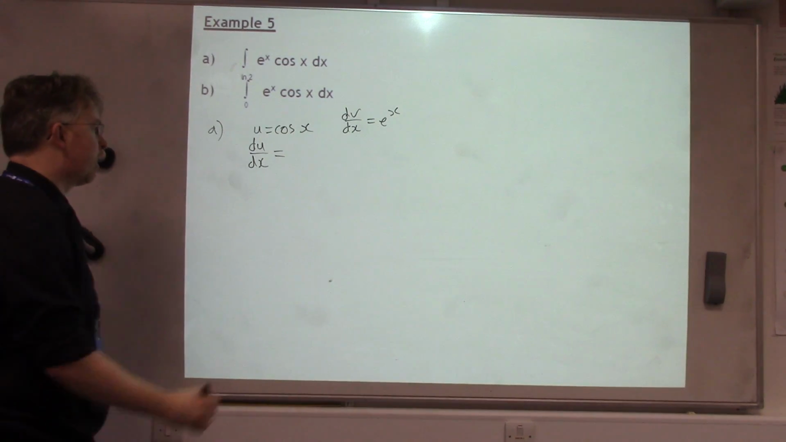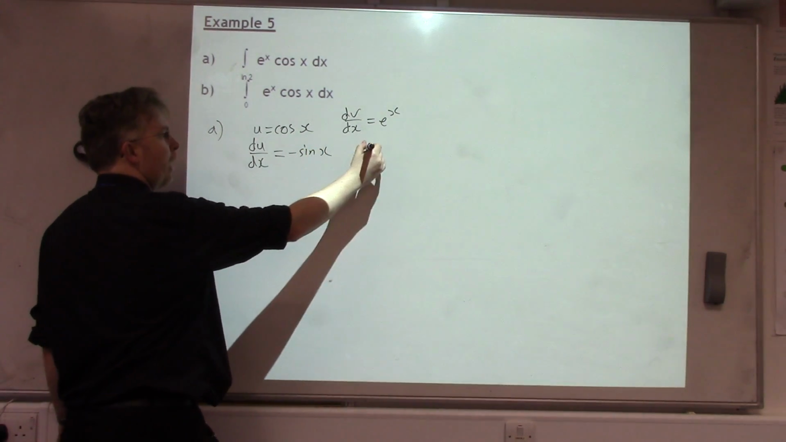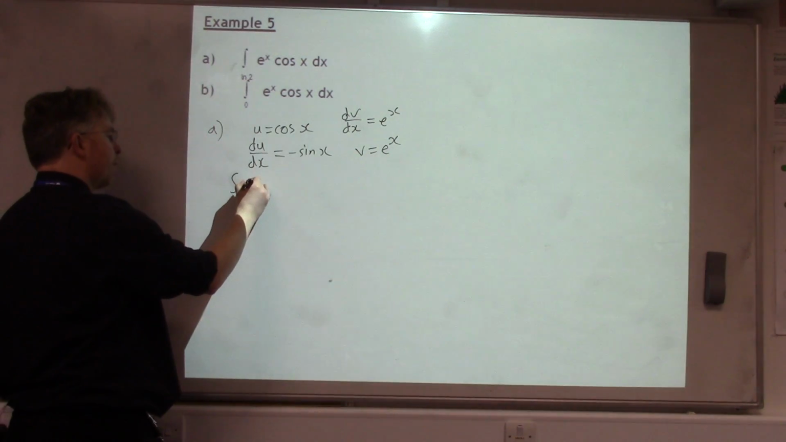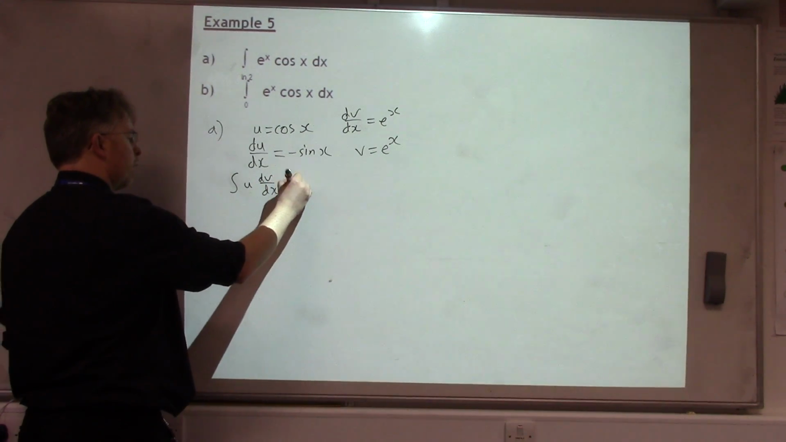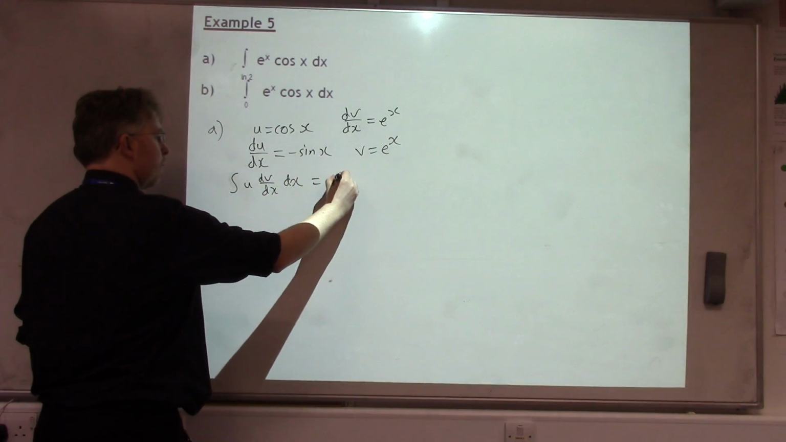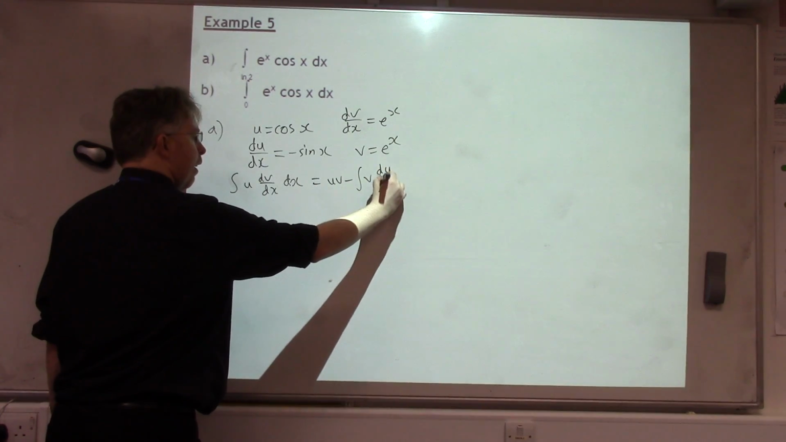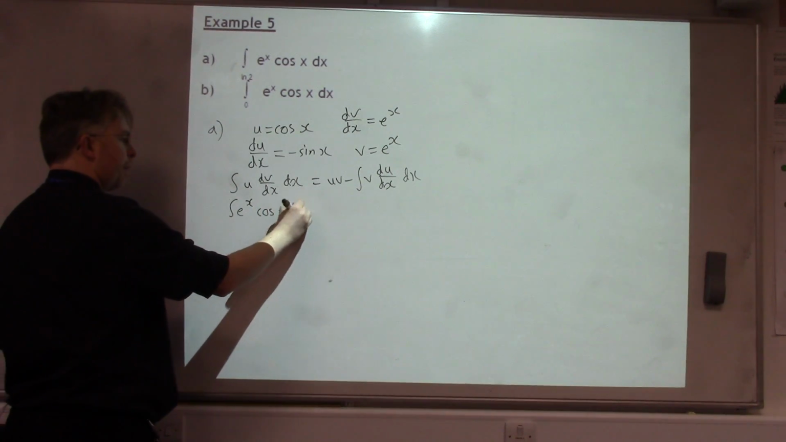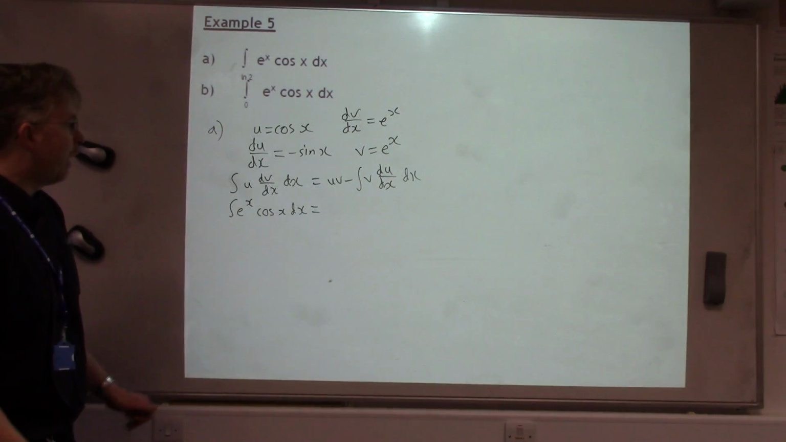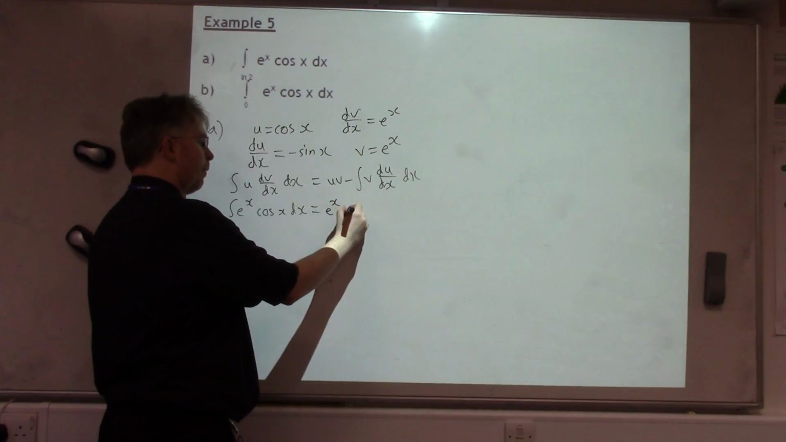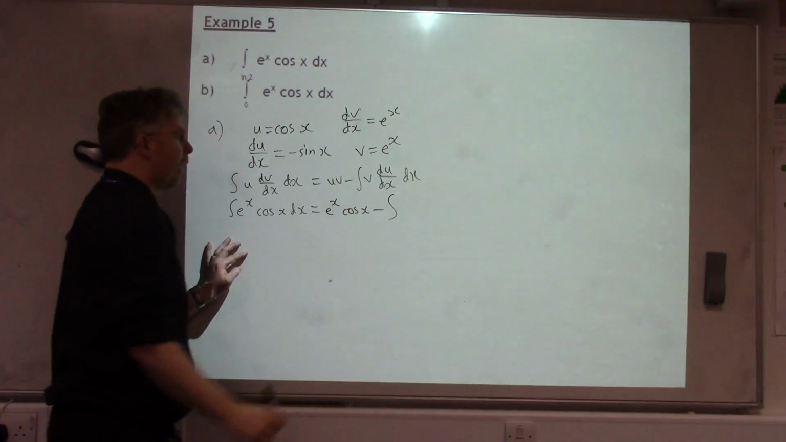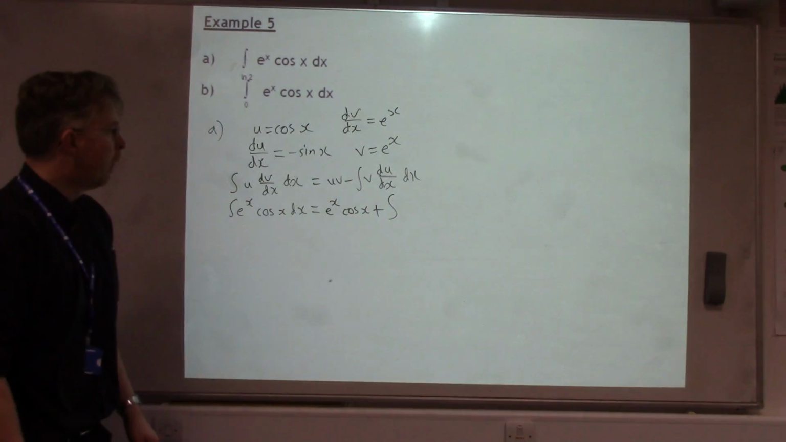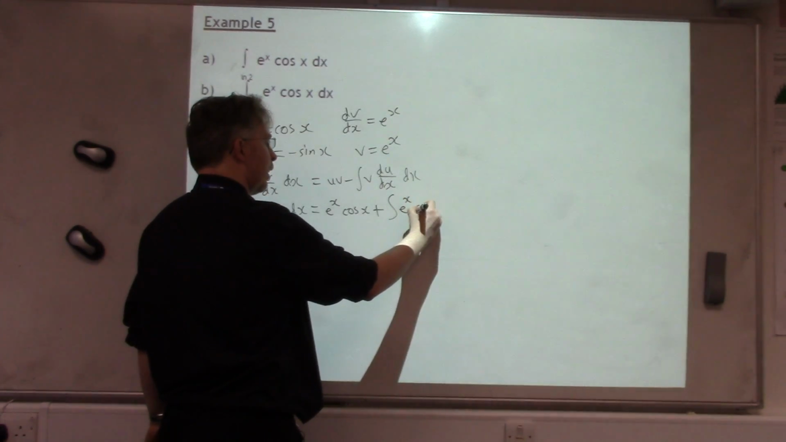So differentiate cos x, you get minus sin x. Integrate e to the x, you get e to the x. Apply the formula. Again, taken from the formula booklet, we get the integral of e to the x cos x dx equals u times v, e to the x cos x, minus, but we've got minus here, so we can take that to the front and make it a plus, the integral of e to the x sin x dx.